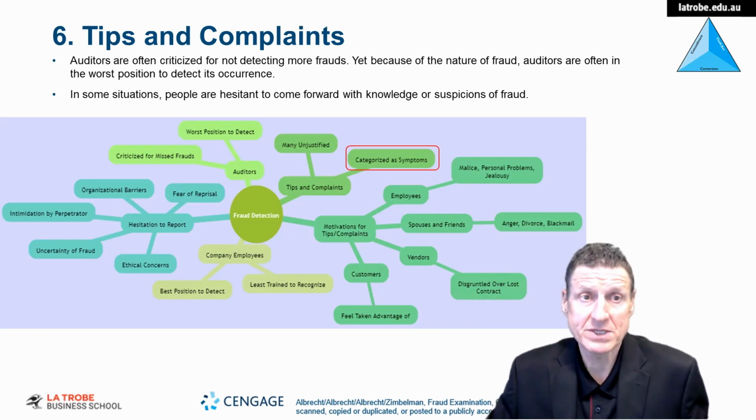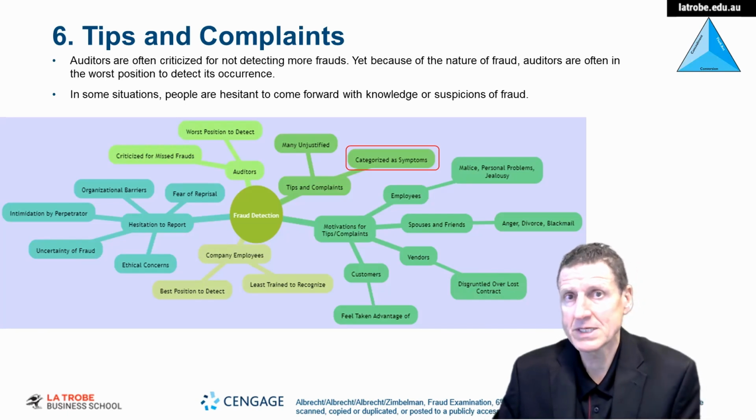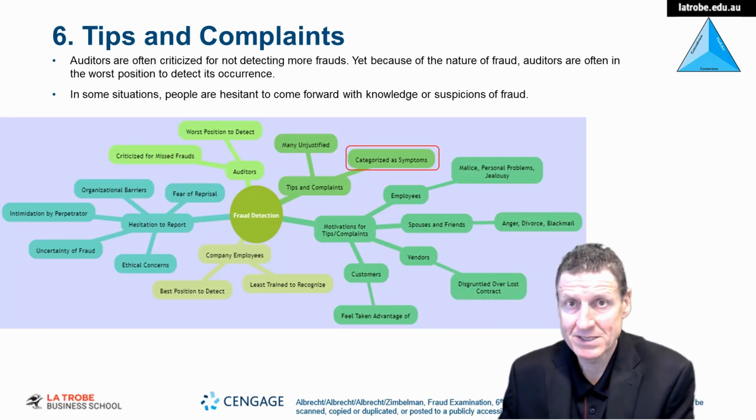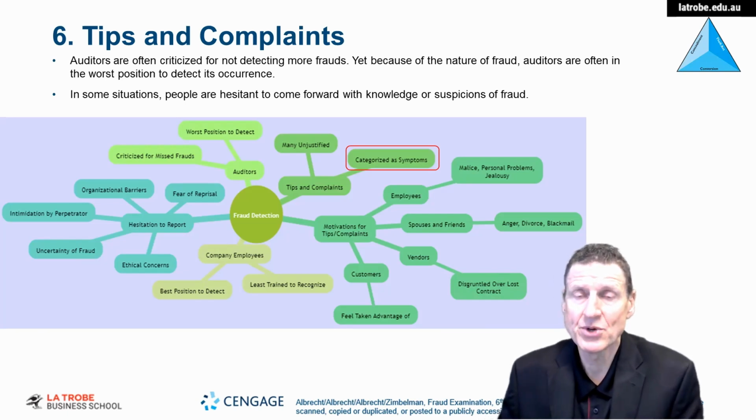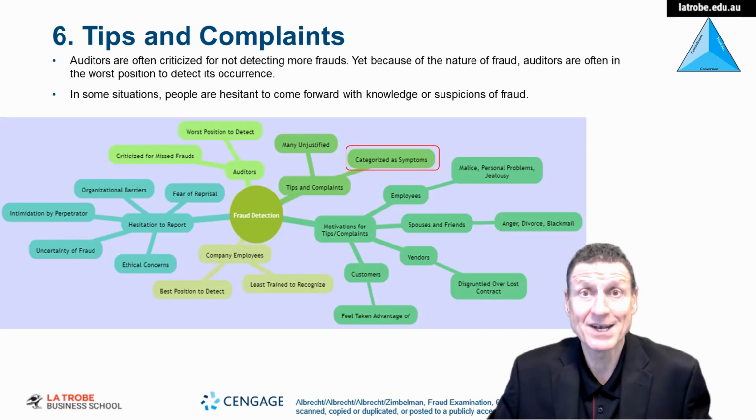Finally, the auditors, as I said, a double-edged sword. They're in the worst position to detect, and they're often criticized for missed frauds. They're never around. They just come in maybe once or twice a year to sample, to attest to the numbers put into the accounting statements, the profit and loss, the balance sheet, and the cash flow statements. So there you have it, tips and complaints.